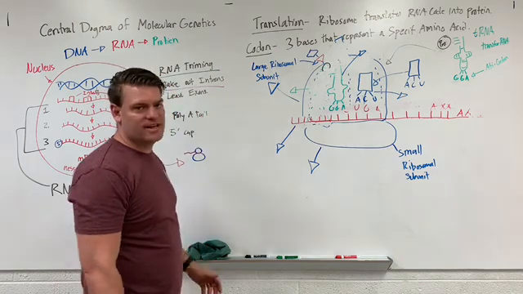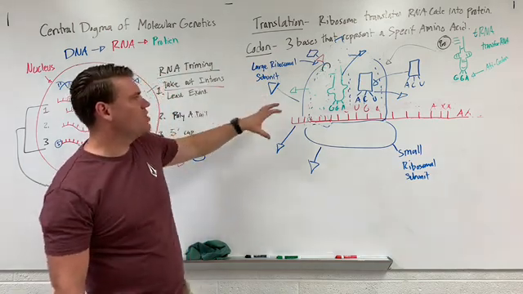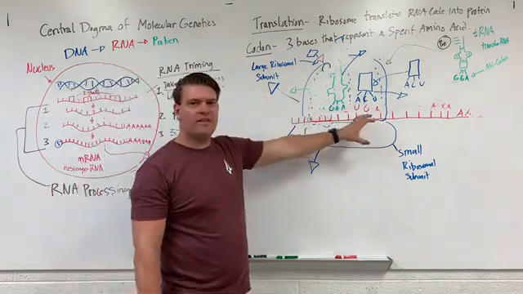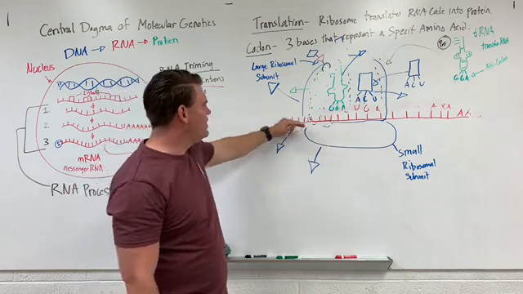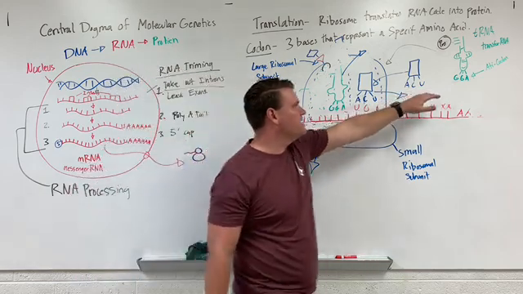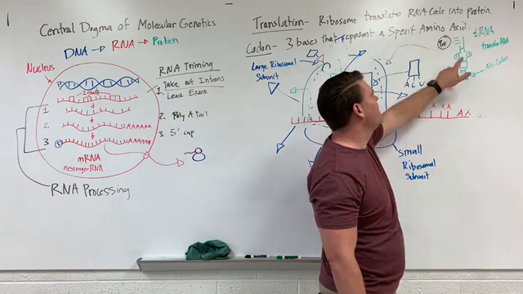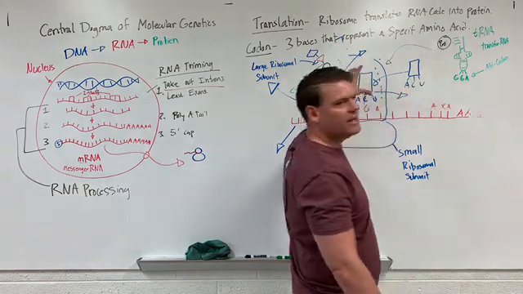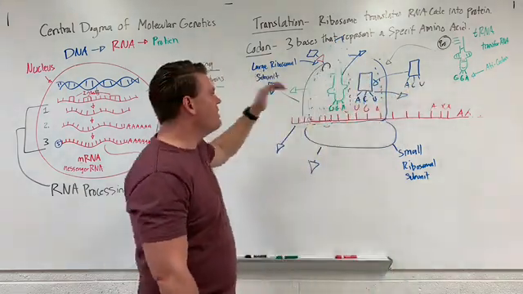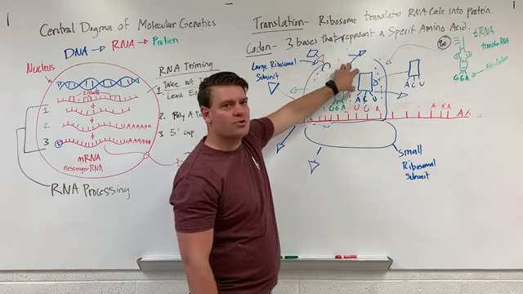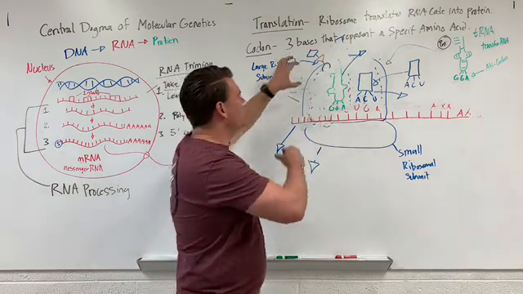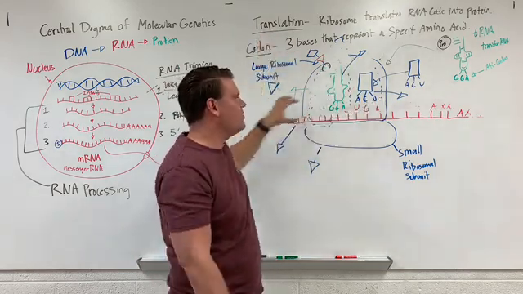That is translation. That is how our ribosomes are able to read off the code that's found in these codons by using these anticodons on the tRNA. Those tRNAs will bring in the corresponding amino acid, and then our large ribosomal subunit will start to link those amino acids together as we read off this code.